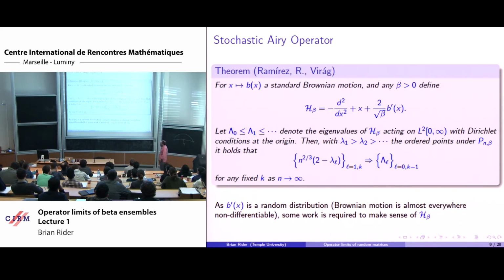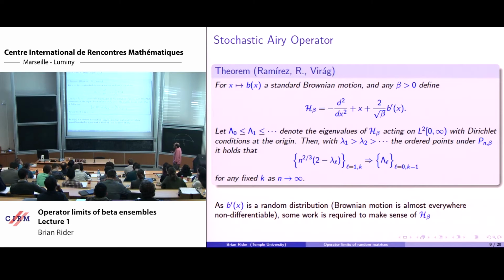So you bring in a random differential operator, which is now referred to as the stochastic Airy operator. So you take a standard Brownian motion, and the operator is the following: negative second derivative, so negative Laplacian plus x. If you stop there, that's the Airy operator. That's just the differential operator that gives you the Airy equation. And then you add to this a random perturbation.